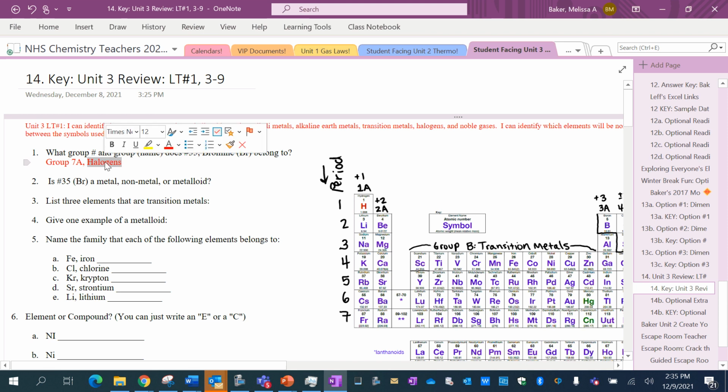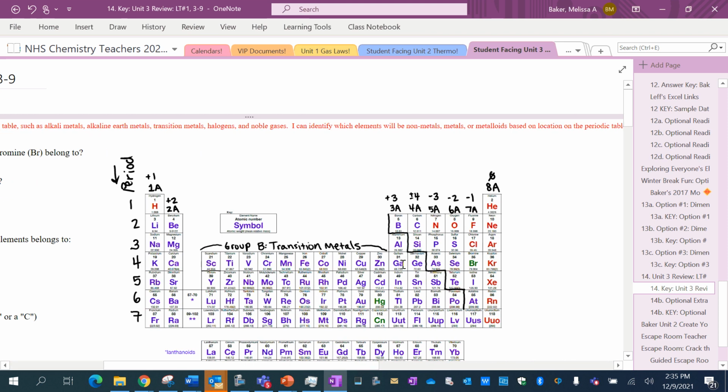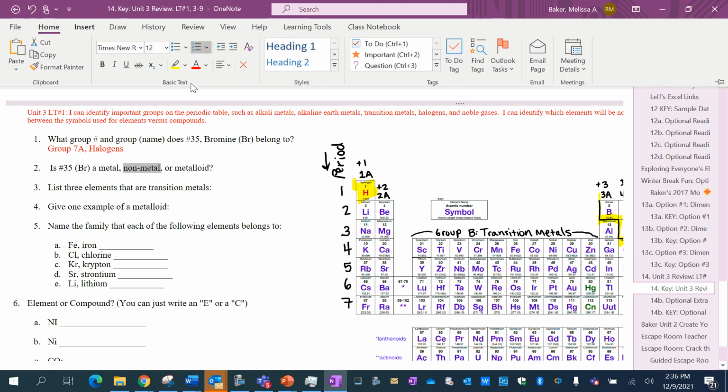I think there's another spot where we'll review all of the different names. Is it a metal, a nonmetal, or a metalloid? Well, you have to look at this zigzag. Things to the left of the zigzag are metals, other than hydrogen. Things to the right of the zigzag are nonmetals, like bromine. And things that border the zigzag are metalloids. So in this case, bromine is a nonmetal.